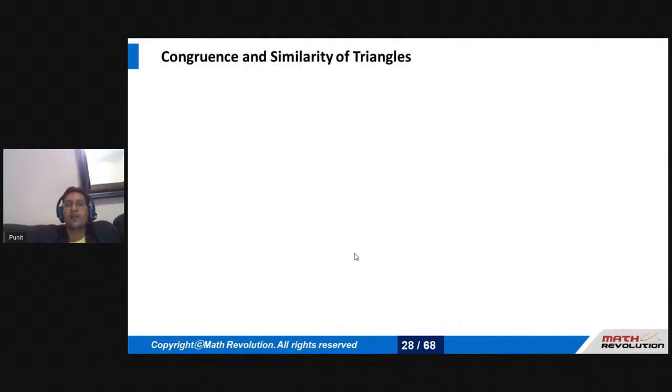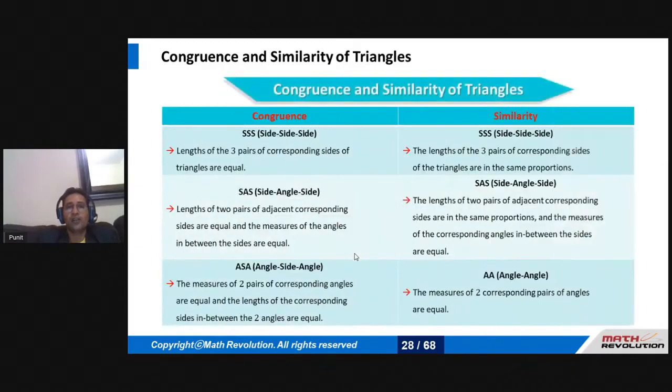Now let's talk about something very important, which is congruency and similarity of triangles. That is one of the key properties. I'll go with congruency first, and then similarity. The first property is SSS, side equal. It says the lengths of the 3 pairs of corresponding sides of the triangles are equal. That is congruency. When we talk about similarity, the word is proportion. The lengths of the 3 pairs of corresponding sides are in the same proportion, because similarity gives you a scaling factor, so the lengths of the sides may not be equal.